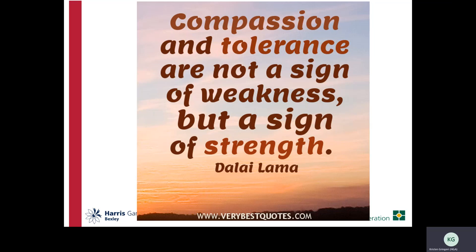A lot of people think that being tolerant is a weakness, but a quote from the Dalai Lama, compassion and tolerance are not a sign of weakness, but actually a sign of strength. People that are more peaceful and don't argue tend to be a lot stronger as people. And the people that go around having a lot of arguments think that they're being strong, but actually they are the weaker person because they can't handle it. It's a lot more impressive when you have people who are more.